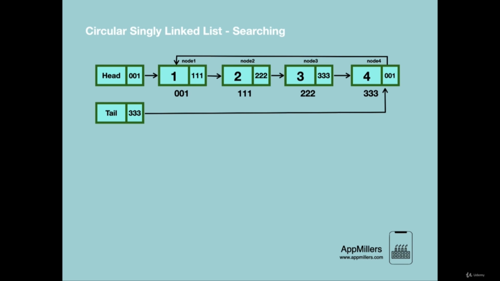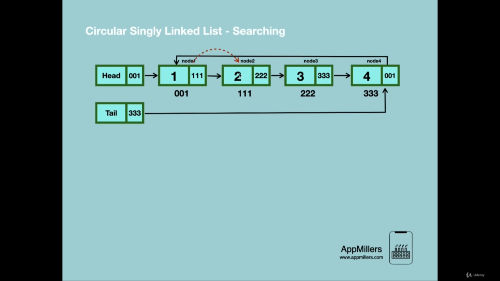Let's say we want to find a node which is in the middle of a circular single linked list. We have to start from node 1 and traverse until we find the searched node. Let's say we want to search for a value of 3, which is located in node 3. We'll start from the first node. We will check if this is the value that we are looking for.